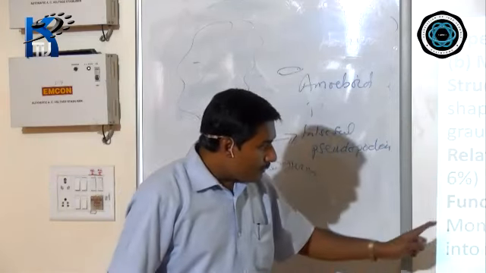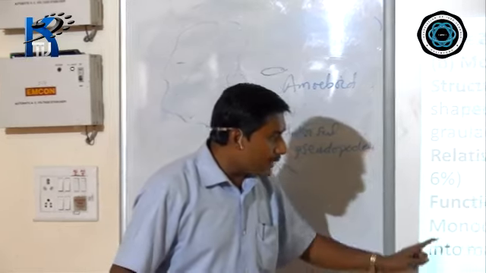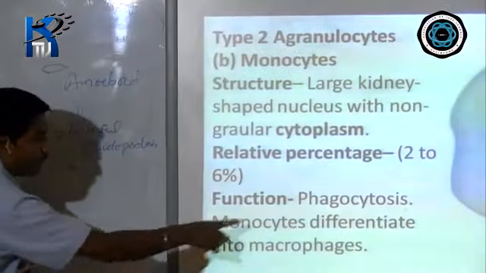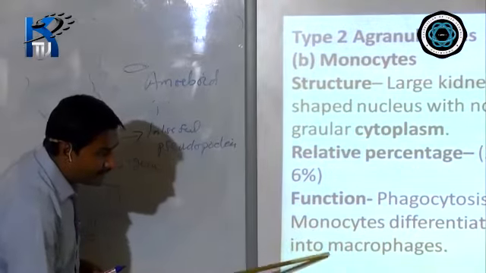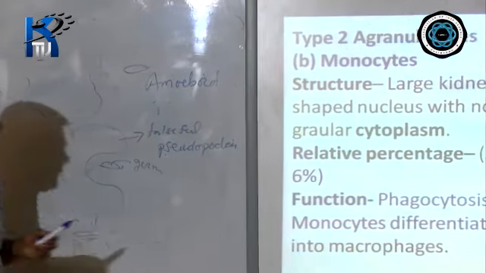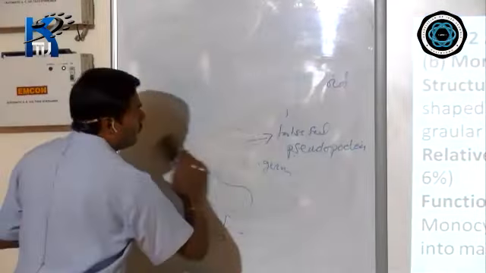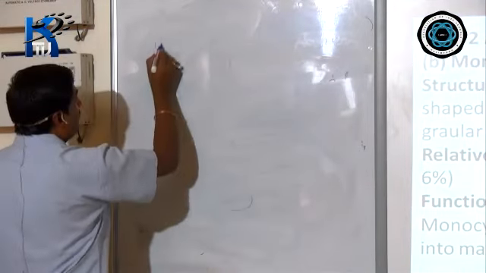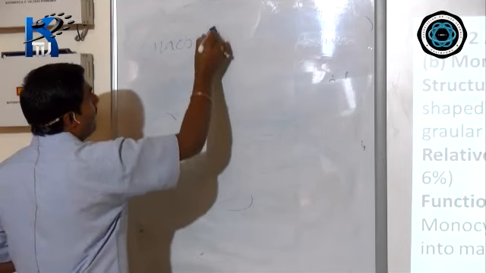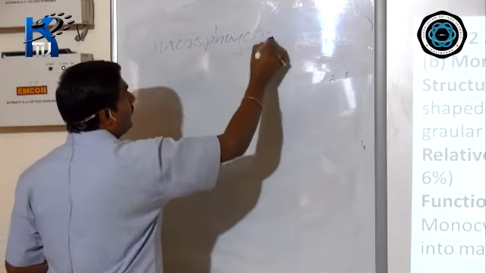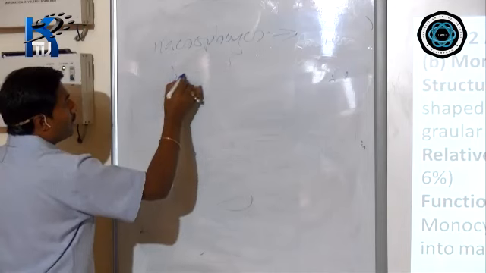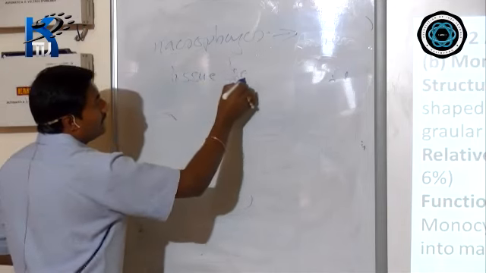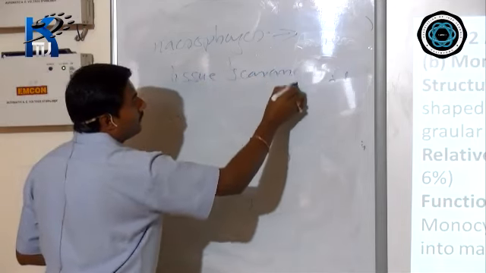At the same time, monocytes differentiate into macrophages. Now, what do you mean by macrophages? This term macrophages, M-A-C-R-O-P-H-A-G-E-S. What does it mean? Macrophages means tissue scavenger.